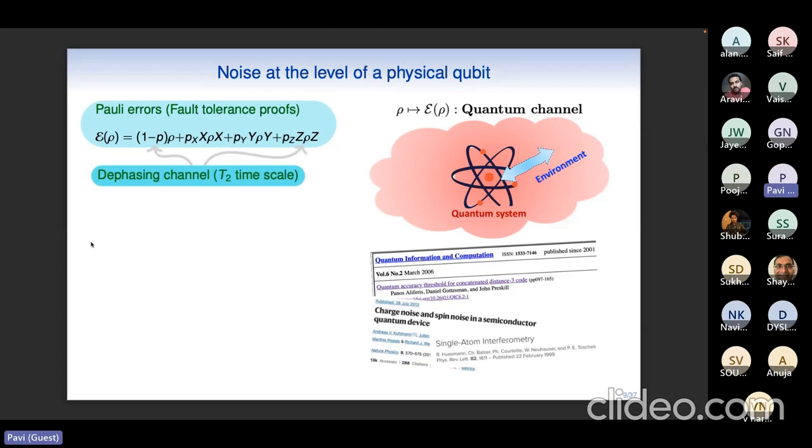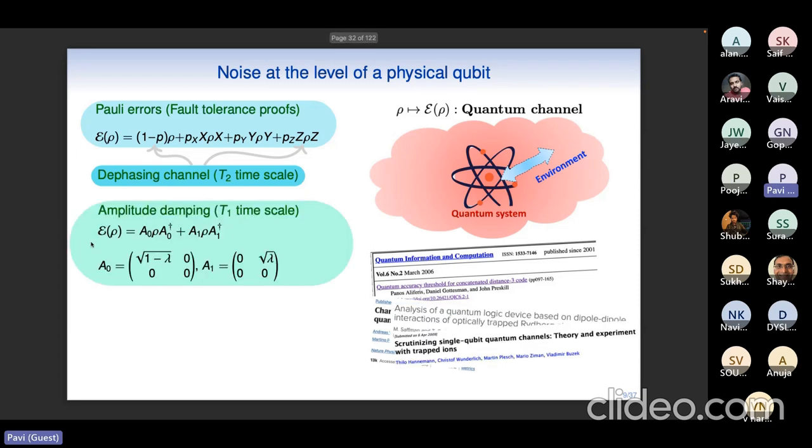Now, as some of the experimentalists here would know, if you only restrict to applying the Z Pauli matrix or not doing anything, this is also called a dephasing channel. In superconducting and many other architectures, we associate this with the T2 timescale of the qubit. But it's not limited to just Pauli matrices. There is a very important physical process related to energy decay in the quantum system, called the amplitude damping channel. If the system is in a state rho, after it has interacted with the environment, the state after some time t, the output of the channel, is given by this expression, where A0 and A1 are these matrices.